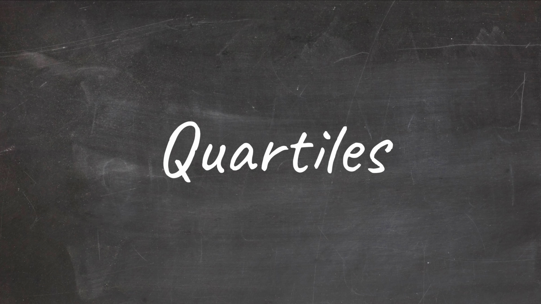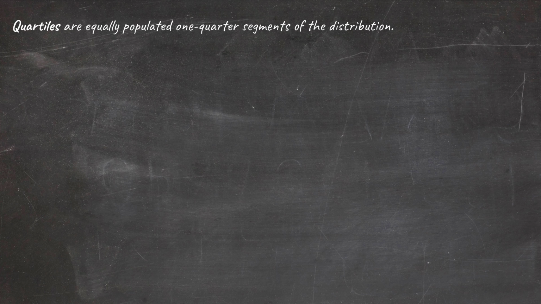Another way of describing the distribution of data is with quartiles. Quartiles are equally populated 1/4 segments of the distribution. So let's take this set of numbers. I've got 12 numbers here: 10, 21, 33, 40, 41, 53, 59, 78, 84, 85, 92, and 98. I can divide them into 4 equal parts. And this is going to give us an idea of how we calculate our quartiles.